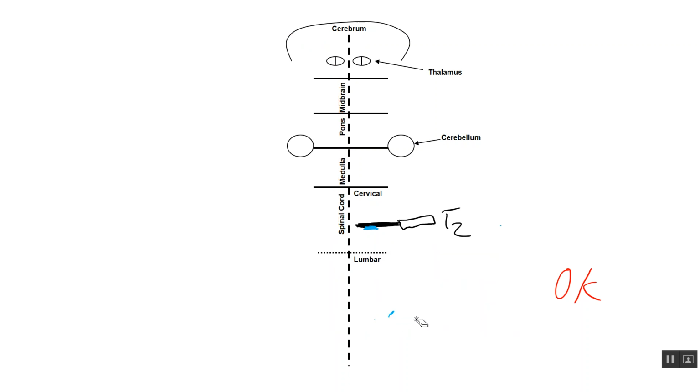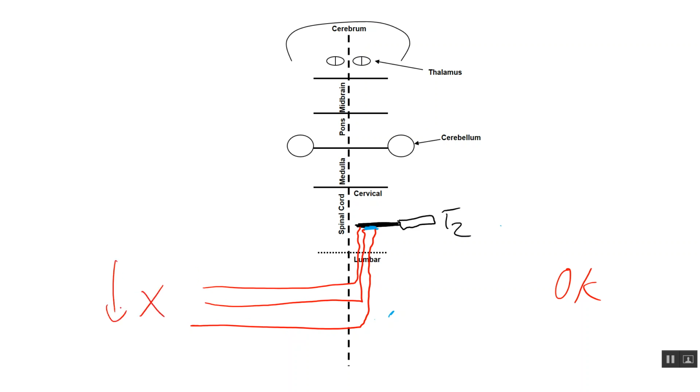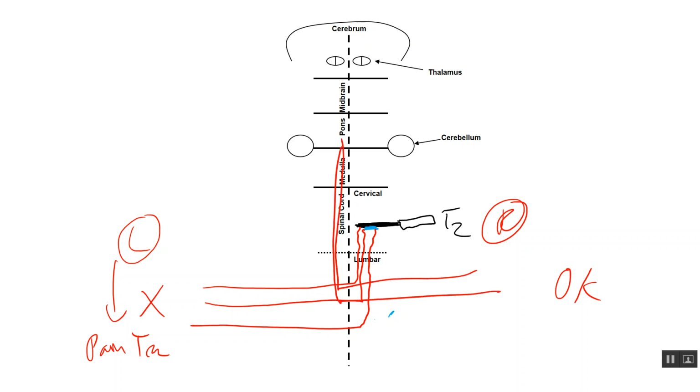But it's now this part over here that comes up, crosses over, and now all that gets blocked. Everything below the level of lesion gets blocked there. So this is decreased pain and temp. The right side is where the lesion is, but this is the left side of the body that gets impacted. So it's contralateral loss of pain and temperature. But these guys over here all cross over and make it past the lesion, so that's why that side's okay.